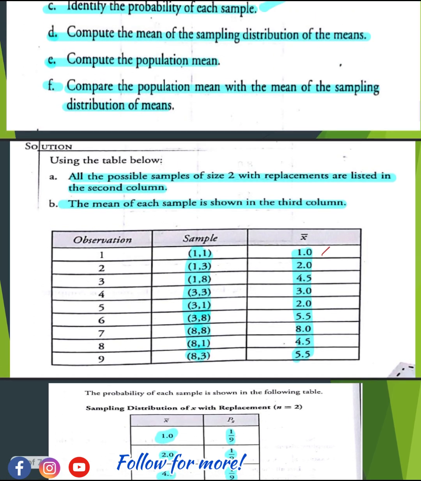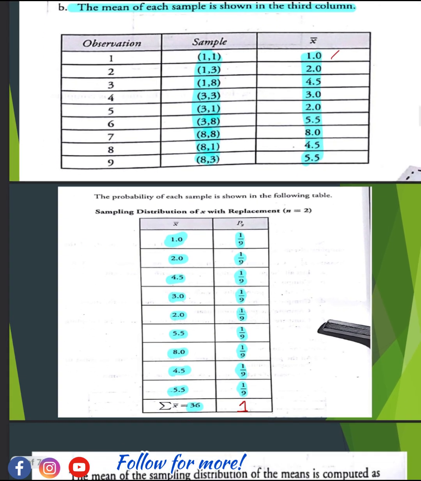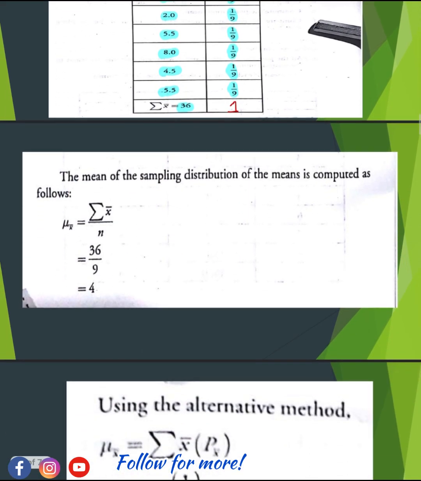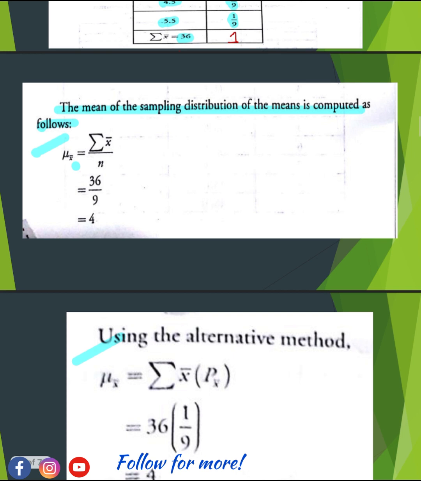Now, for question D, compute the mean of the sampling distribution of the means. So, to compute the mean, let's use this formula. The mean of the sampling distribution of the mean is computed as follows. Okay, there is an alternative way and a general way. The mean of the sample means is equal to the summation of the sample means over n. That is 36, since the sum is 36, over 9, since there are 9 observations. That is equal to 4.